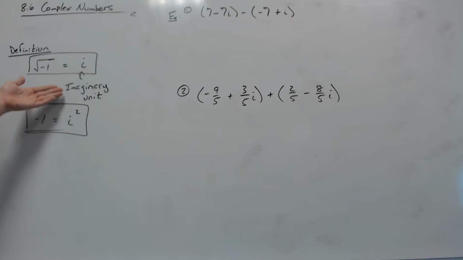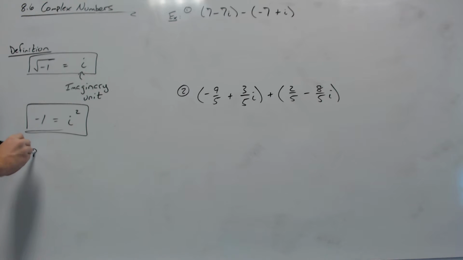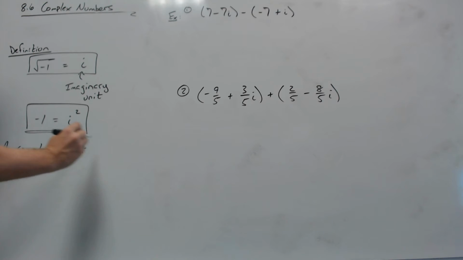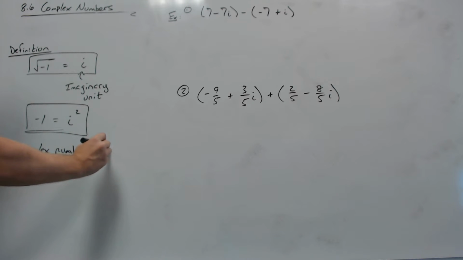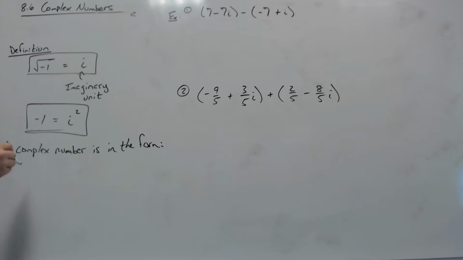We saw before what an imaginary number is. It just comes from the square root of a negative value, specifically the square root of -1. From there, we can come up with a definition of what a complex number is. A complex number is always in the form a plus bi.